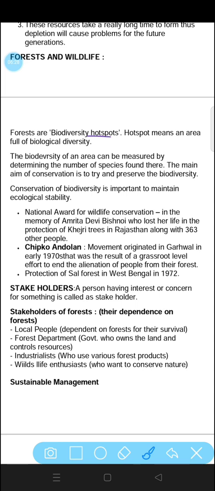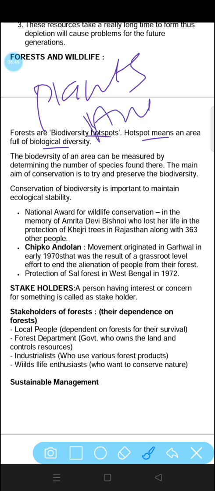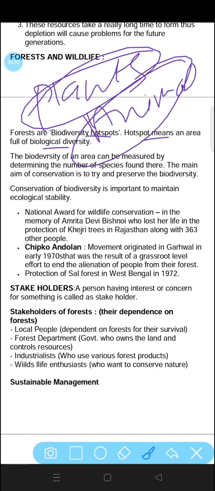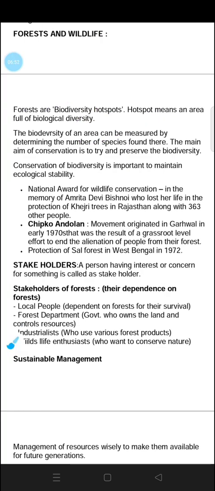Forests are biodiversity hotspots. Hotspot means an area full of biological diversity, an area where a lot of diversity is there. Diversity could relate to plants or animals, or include both. So the place where there is diversity of plants and animals is called a hotspot.